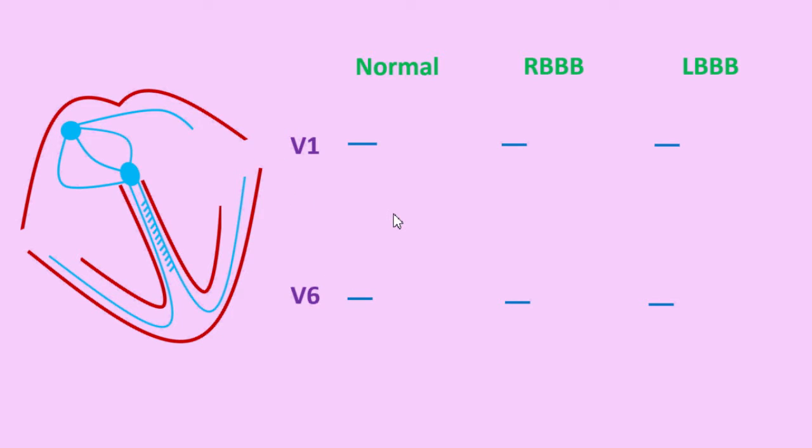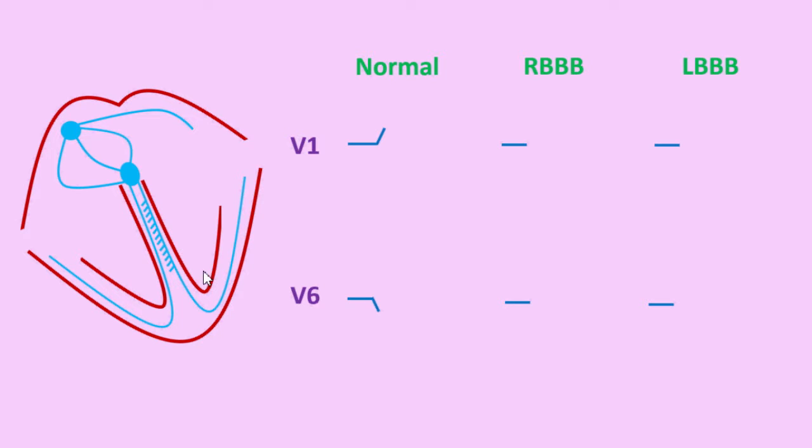Let's start off by looking at a normal V1 and V6. The first thing you see after the depolarization of the atria, so starting from the AV node, is going to be depolarization of the septum. This will move towards the right V1 electrode and away from the V6 electrode. So you will get a positive deflection in V1 and a negative in V6.